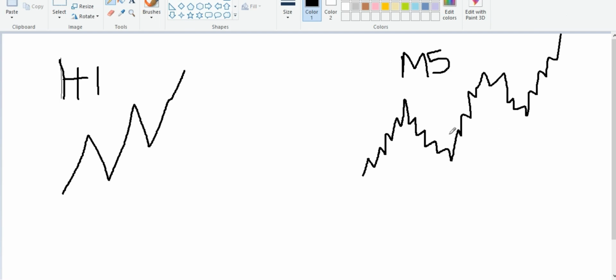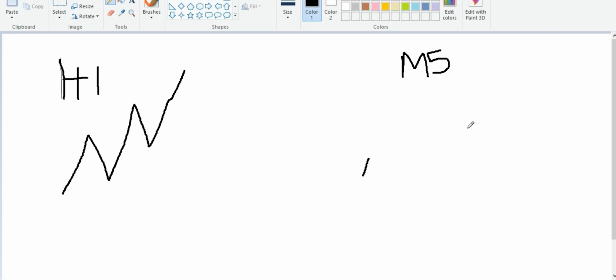Why? Because there will be so many internal structures in it. That's why the higher the time frame, the clearer it becomes, and the lower the time frame, the less clear it becomes. That's why I use the higher time frame to analyze my setup, and I use the lower time frame to enter my trade, because using the lower time frame to enter makes it more precise for me. All right, now let's talk about trade models.